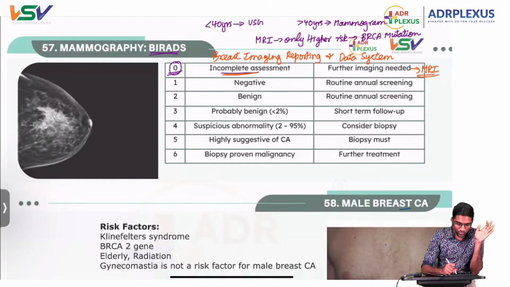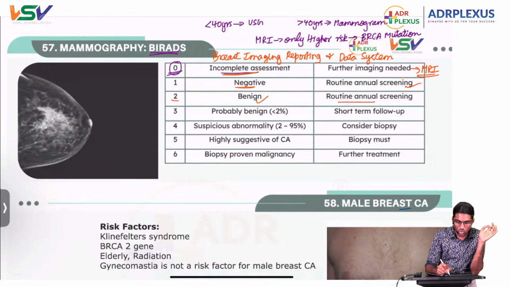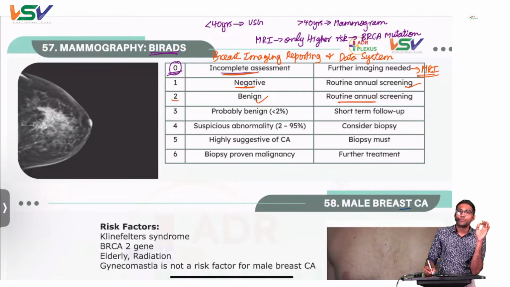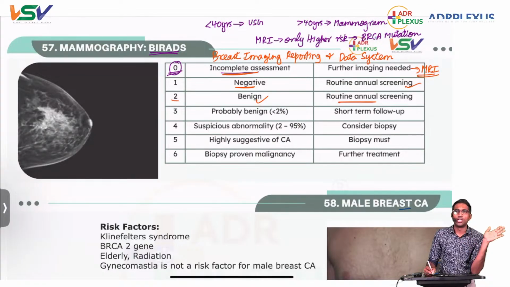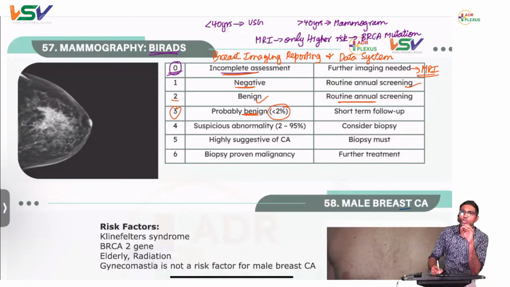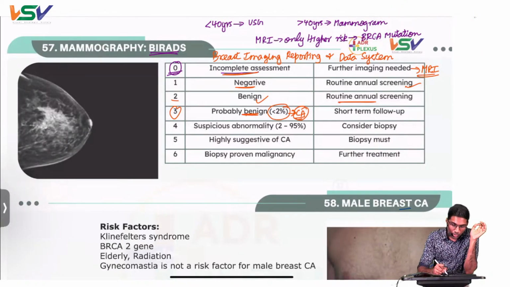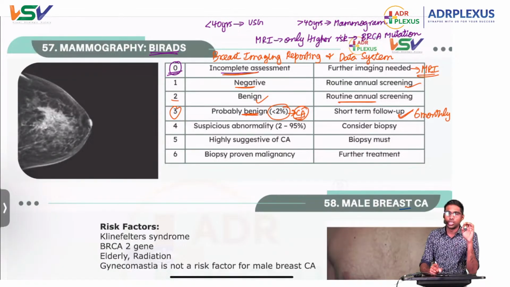Then 1 is negative. Here continue the annual follow-up. 2 is benign. Here also routine annual screening. So they'll ask you what is the age group at which the normal female should undergo breast screening: from the age of 40 years, annual mammogram. Then 3 is probably benign. That is less than 2% chance of malignancy. So these percentages are very important. This was asked as an exam question. Here you should go for a short term follow up, that is 6 monthly follow up. Till now it was annual, now it is 6 monthly follow up.